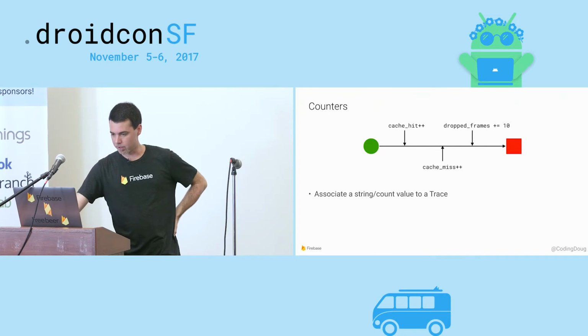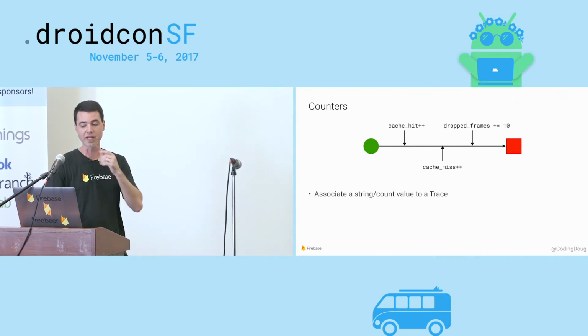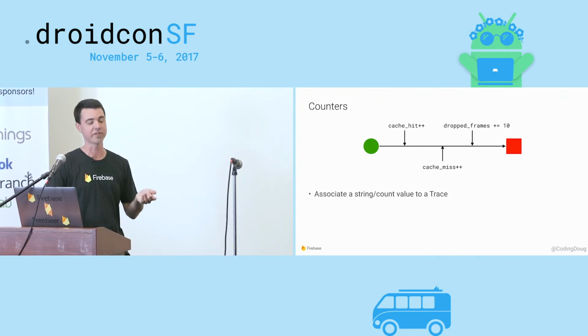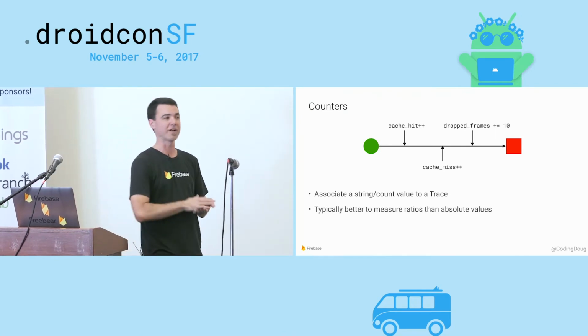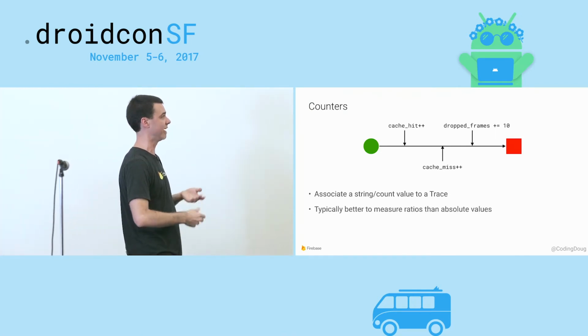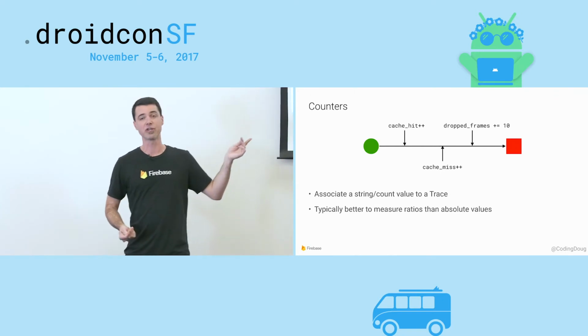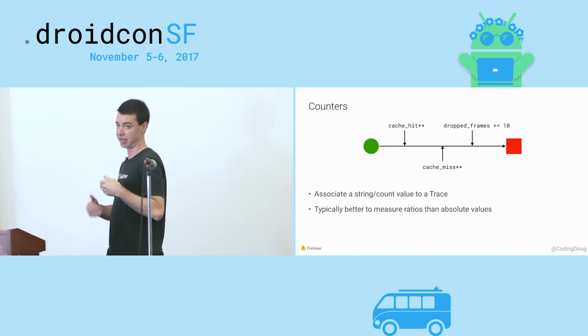So with counters, you're essentially associating a string count value to a trace. And like I said, it's typically better to do actionable things. And I recommend measuring ratios. So like cache hit to miss ratio, I think is a very good example.